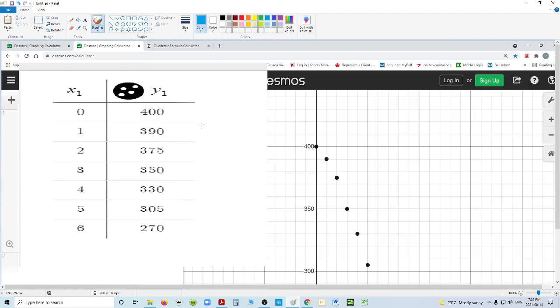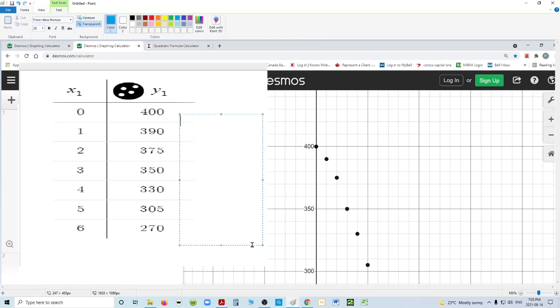What's my first difference here? 10. So I'm going to set up a little box like this, and I'm just going to do the differences in blue. First difference is in blue. Down 10, so negative 10. Negative 15. Negative 25 between this one and this one.